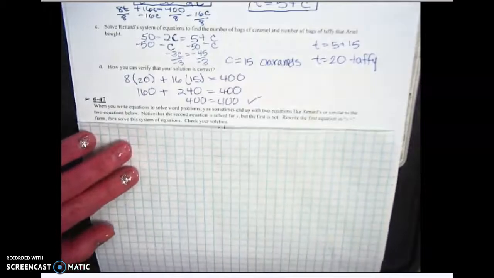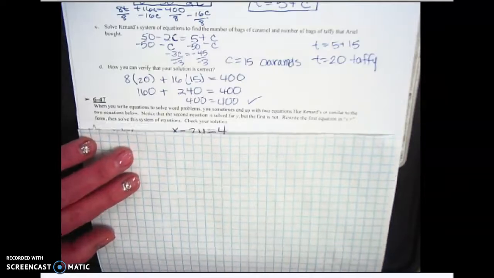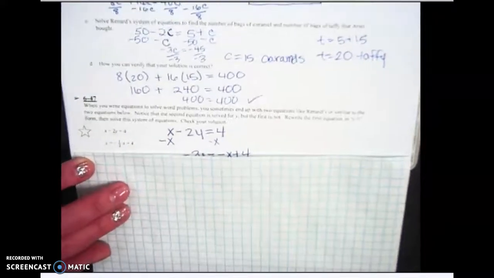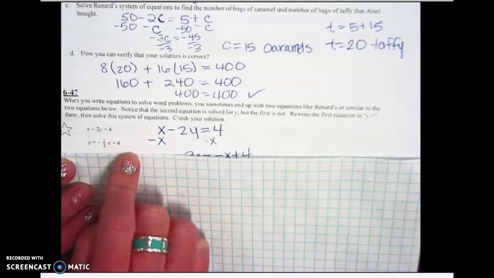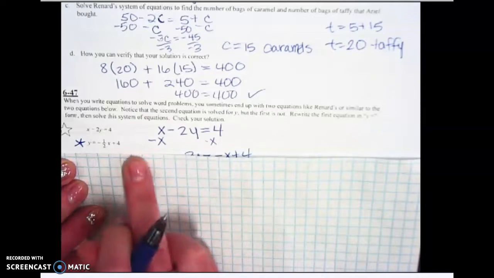Question number 47 says, when you write equations to solve work problems, you sometimes end up with two equations, like Renard's or similar to the two equations below. Notice that the second equation is solved for y, but the first equation is not. Rewrite the first equation in y equals form, then solve the system of equations and check your solution. Okay, so we've got two equations right here. We've got x minus 2y equals negative 4, and we've got y equals negative 1/2 x plus 4. The second one's good, right? Put a little star by it. Yeah, we like that. It's already in y equals.